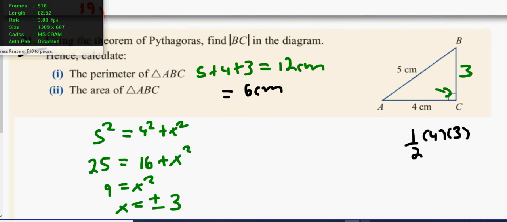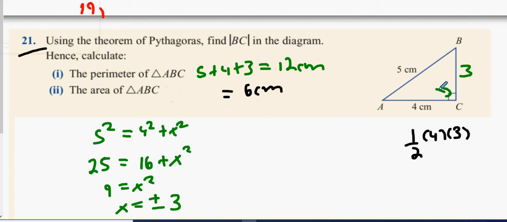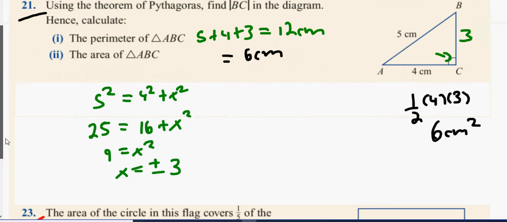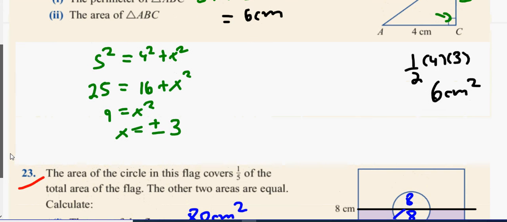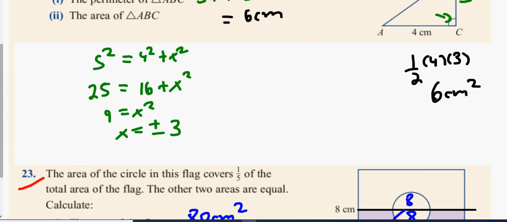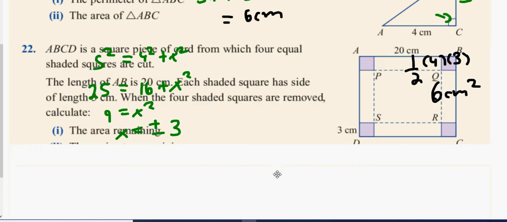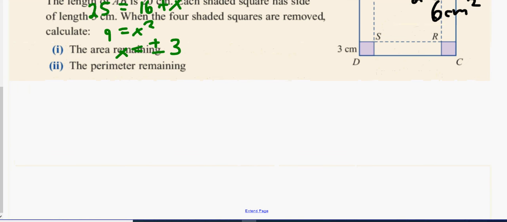Alright. Pythagoras' theorem: the longest side squared equals the shorter side squared plus the other shorter side squared, added together. Now the area is a half times 4 times 3, which is 6 centimeters squared. Are we cool with that? I did 19 and 21. What's the next one you wanted from me? 20? Was it 22? That one. Alright, let's do it.